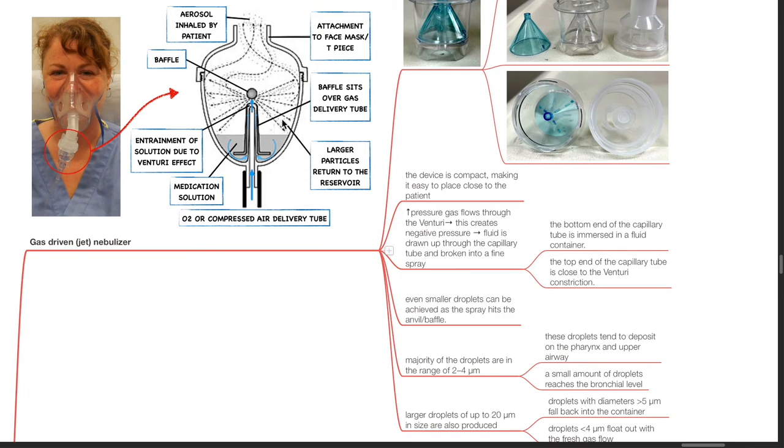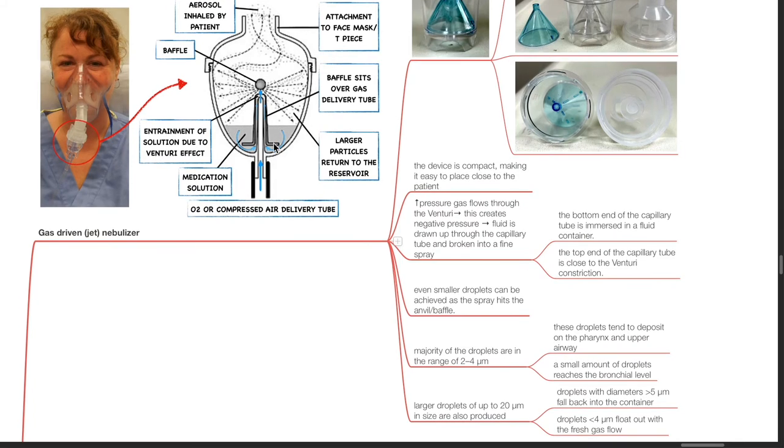Droplets with diameters of more than 5 micrometers fall back into the container. Droplets of less than 4 micrometers in size float out with the fresh gas flow.